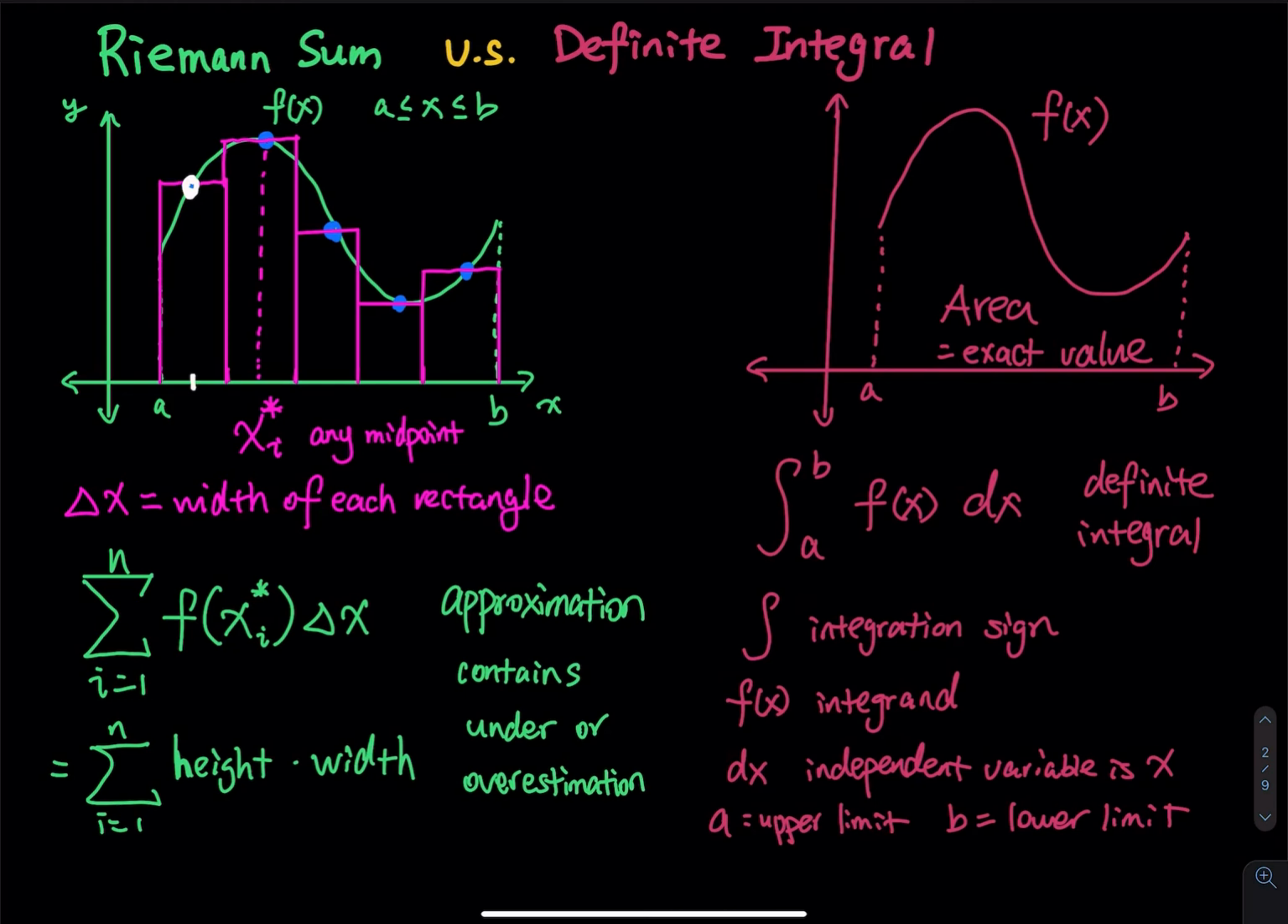If you try to read any textbook, they will use a symbol called x subscript i, and then they put a star in it. Do you see right here? They have an x i, and then they put a star. What that means is the x i star is any midpoint, any midpoint between A and B. And then the delta x is the width of each rectangle.